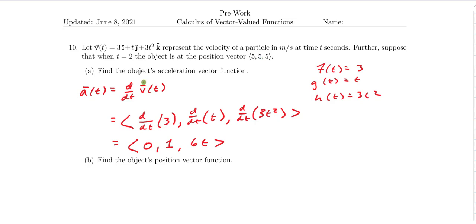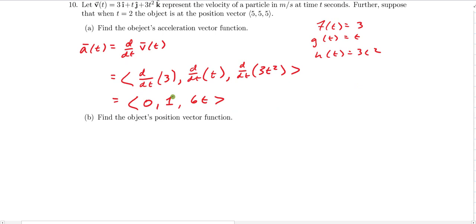And what we see is that the whole reason why this worked is because we were able to say that the derivative of a vector valued function is simply the derivatives of each of the component functions, provided each of those derivatives exist. So moving on, let's go ahead and find the object's position as a vector function.